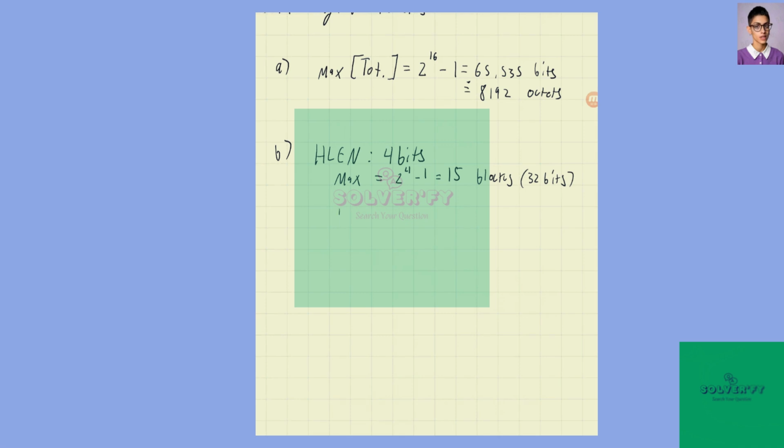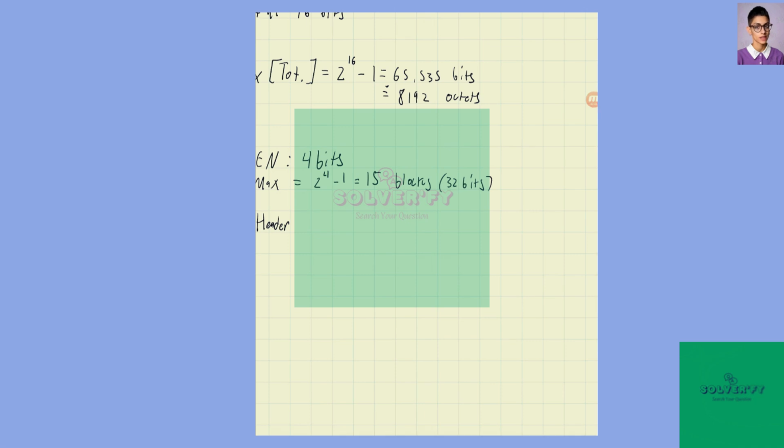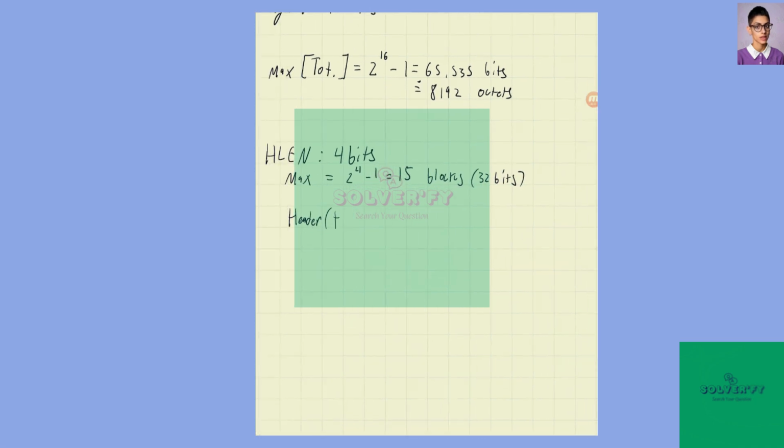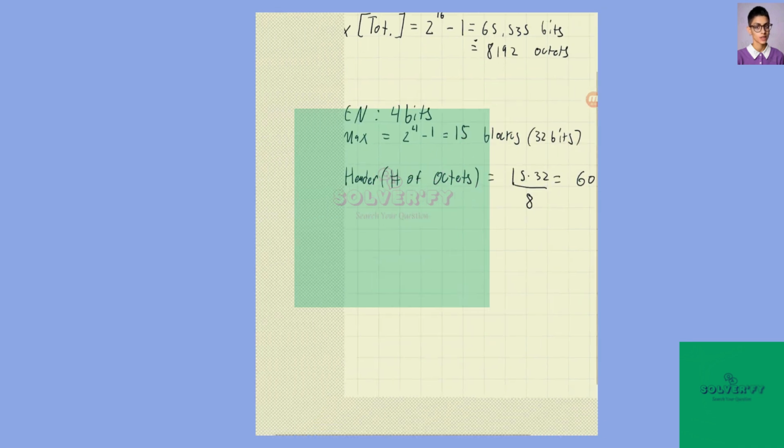So the maximum number of bits, the maximum amount of octets, rather, since we were asked about octets, the header number of octets is going to be 15 times 32 divided by 8, which is going to work out to 60.